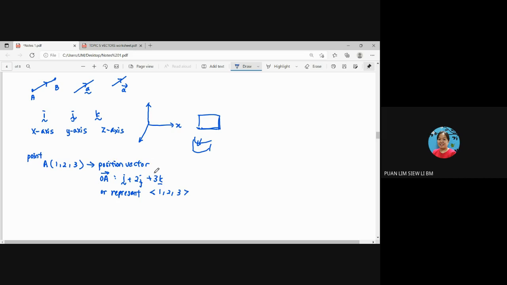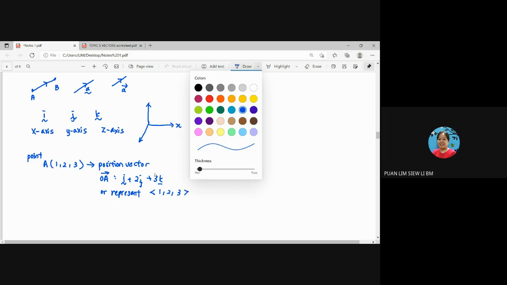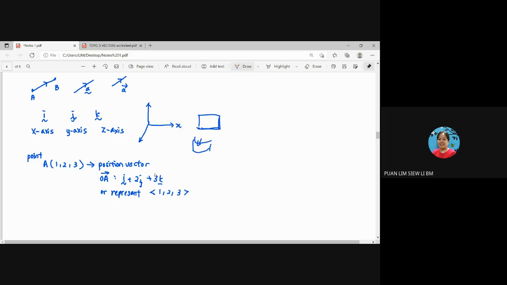From a point, you can change to position vector. So here, the situation is the same. When you see a question and they say this is a position vector, you know this is a vector that can be changed back to a coordinate.